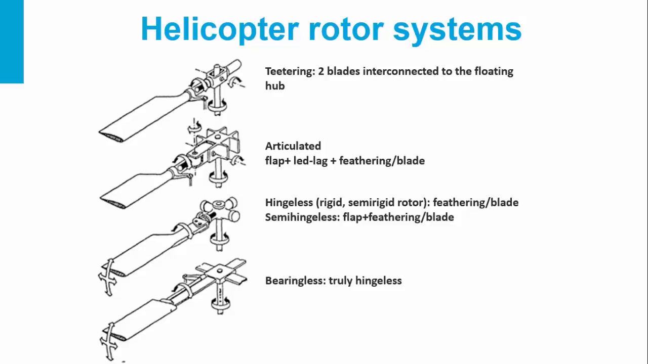It is also called a rigid or a semi-rigid rotor. There is also the so-called semi-hingeless helicopter, where we still have the flapping and the feathering of the blade. A bearingless rotor is a truly hingeless helicopter rotor where no hinges are mechanically built, and we have the freedom of these blades in the material where we put in a hub.